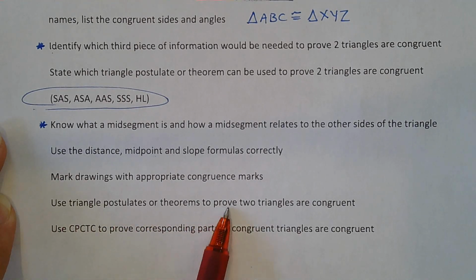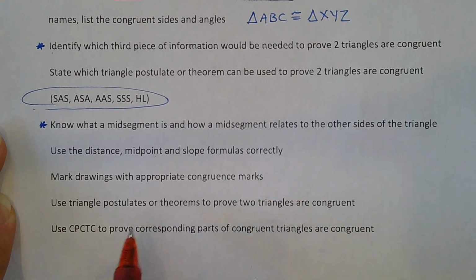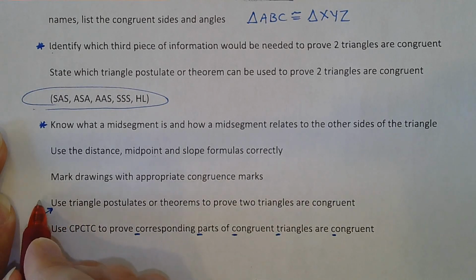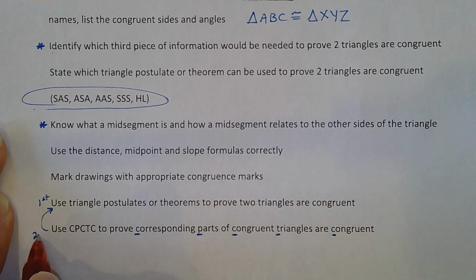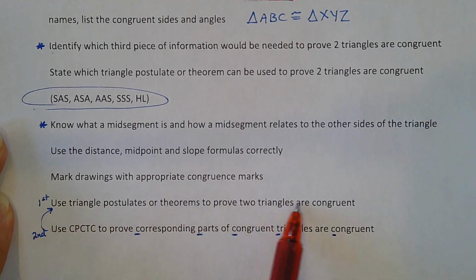Use triangle postulates or theorems to prove two triangles are congruent. And again, I've talked about that a little bit. Use CPCTC to prove corresponding parts of congruent triangles are congruent. That's exactly what CPCTC stands for: corresponding parts of congruent triangles are congruent. It means after you've done this, so this goes first, this goes second, after you've proven two triangles are congruent in one of your proofs, then you can use this.